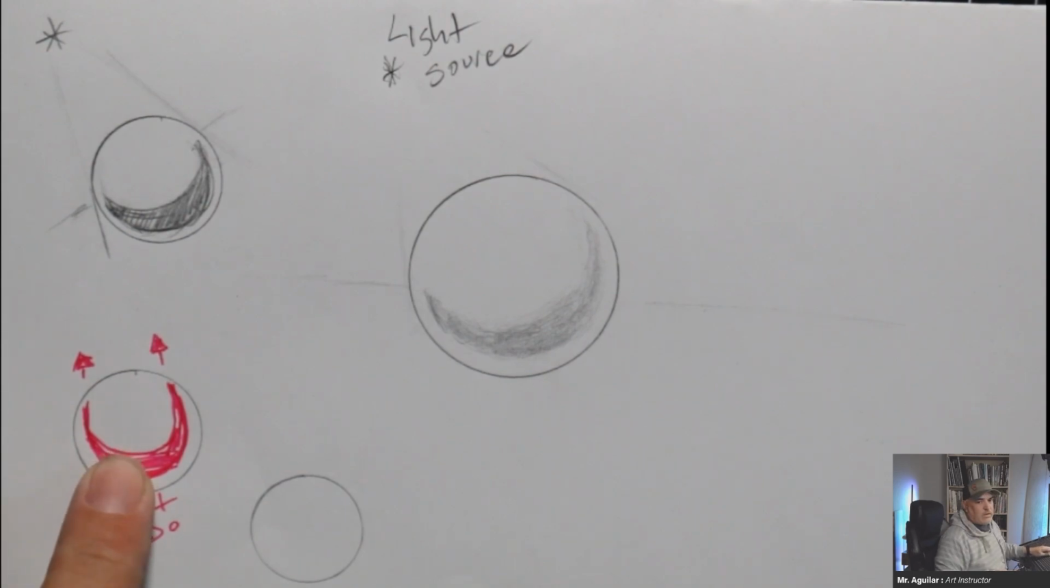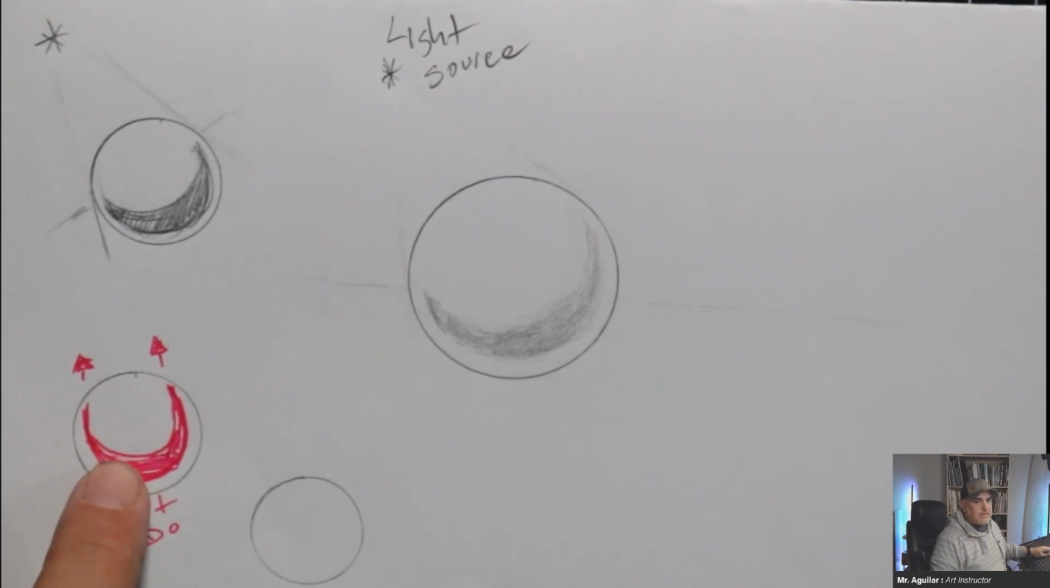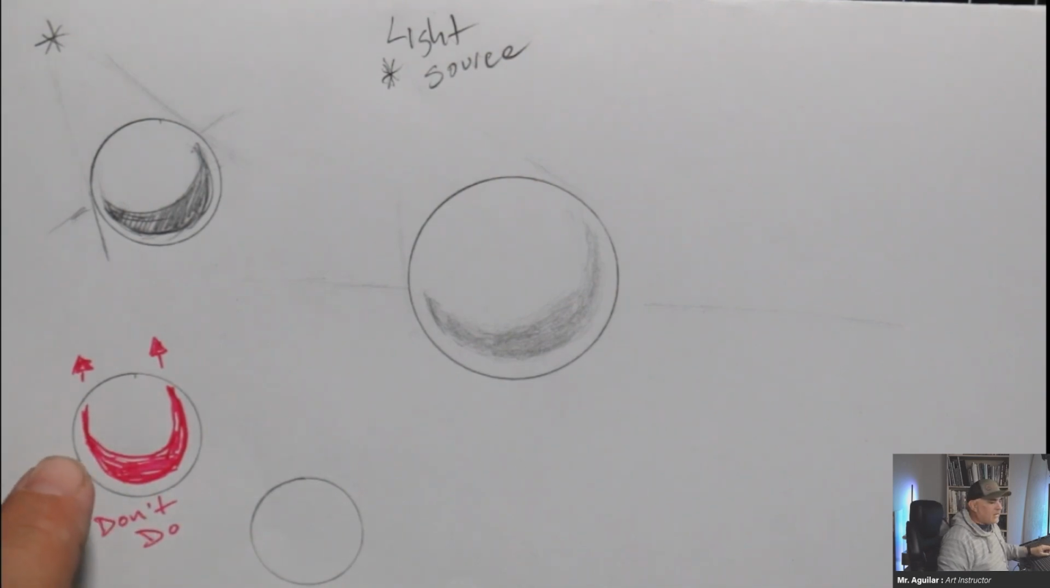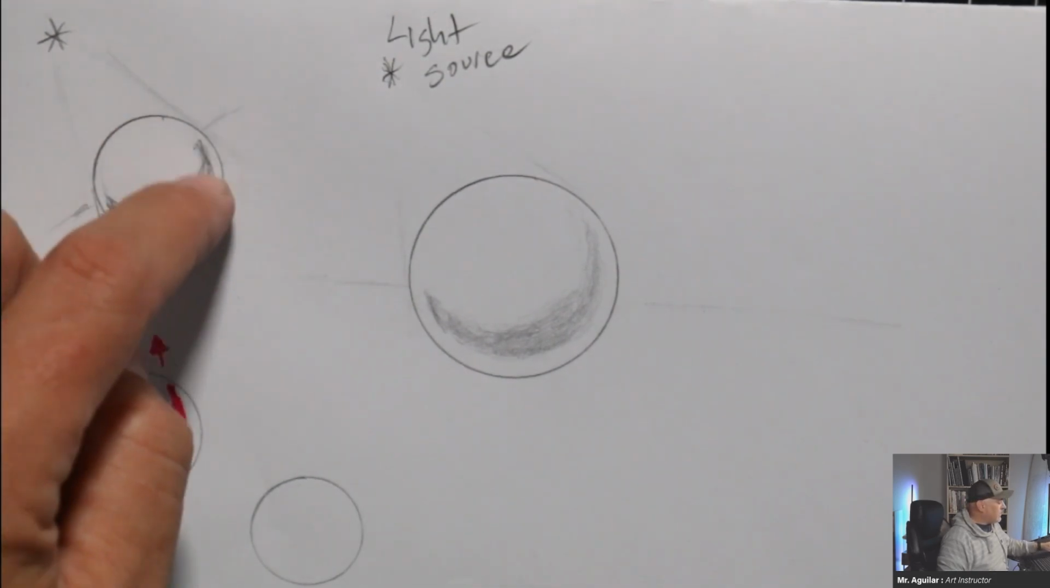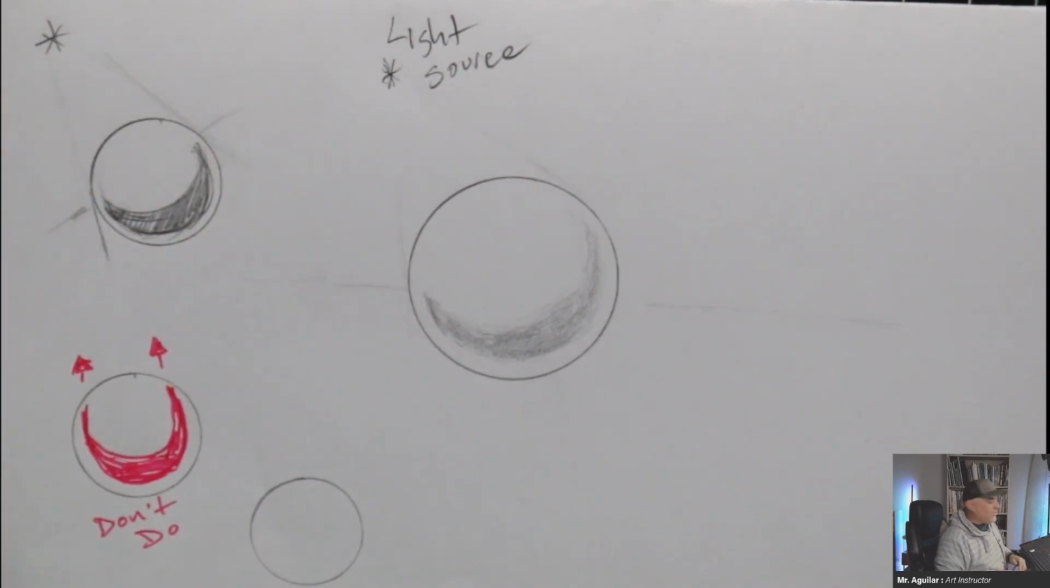You want to avoid what I call the oops or the oopsilon, because that is the Greek letter you're making with this. So this is a big thing to avoid and to practice not doing. Again, if your crescent doesn't look like it's going to wrap around itself, then you drew the shape wrong.